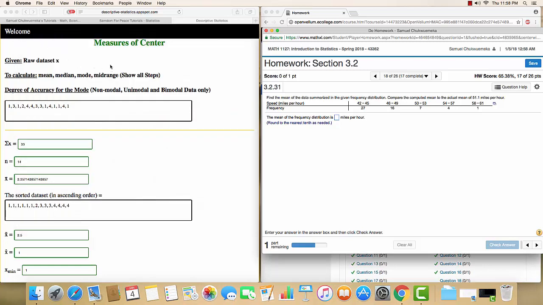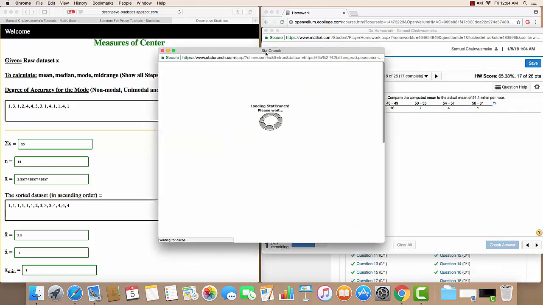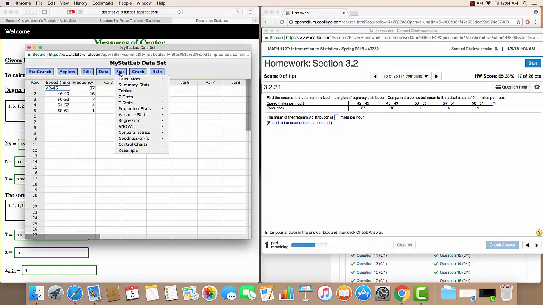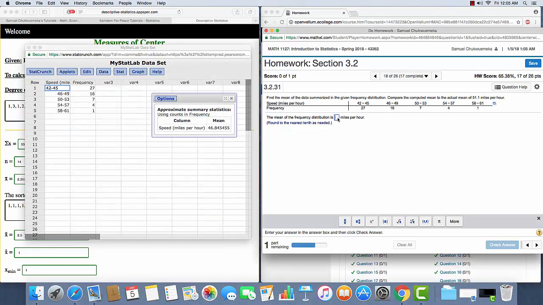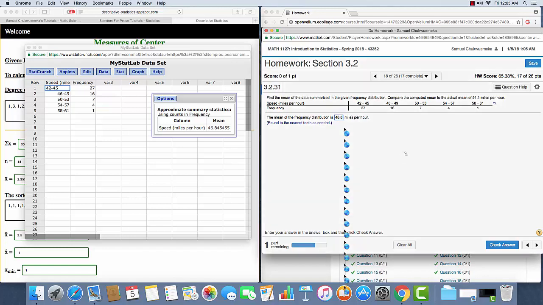Let's close this. Question 18. Find the mean of the data summarized in the given frequency distribution. Compare the computed mean to the actual mean of 51.1 miles per hour. So we click here, open StatCrunch. Stats, Summary Stats, grouped data. The bins are in speed, which is in miles per hour. Counts are in frequency. And we just click mean, compute. So the mean is 46.8. Okay.